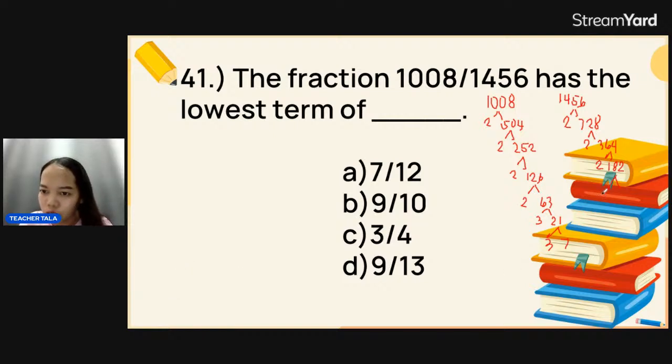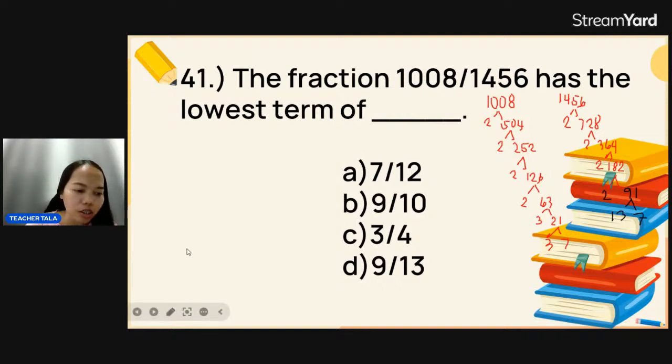So, 2, 9, 1. So, si 91, it can be divided by 13. 13 times 7. So, 91 is a composite number. So, kung tingnan natin, 9 plus 1, 10. It can't be divided by 3. But, 91 is a composite. It can be divided by 13 and 7. So, 13 times 7 is 91. Ayan. So, nandito, nakuha na natin yung factors. So, mag-change na tayo to red.